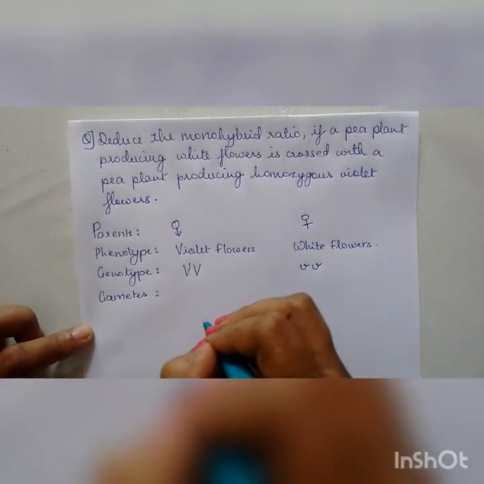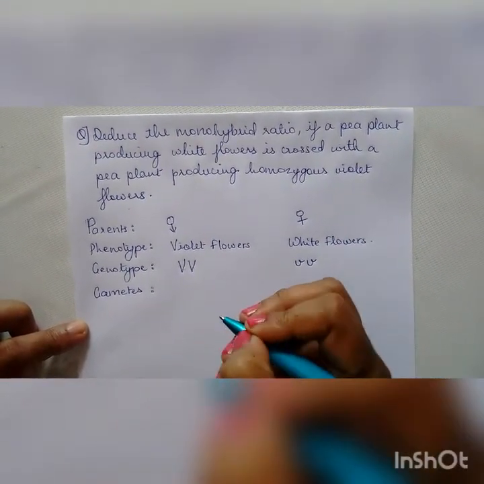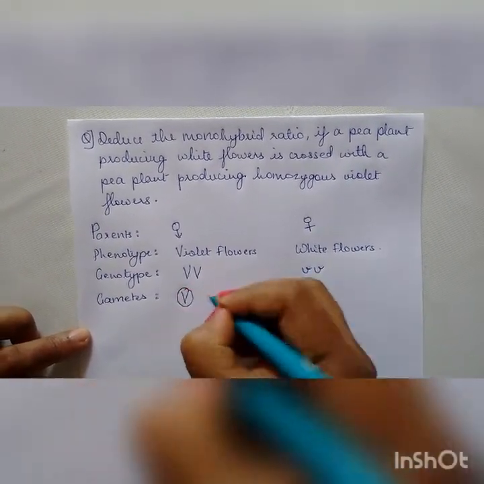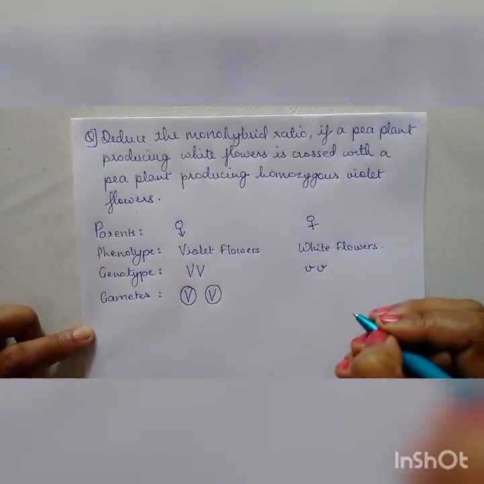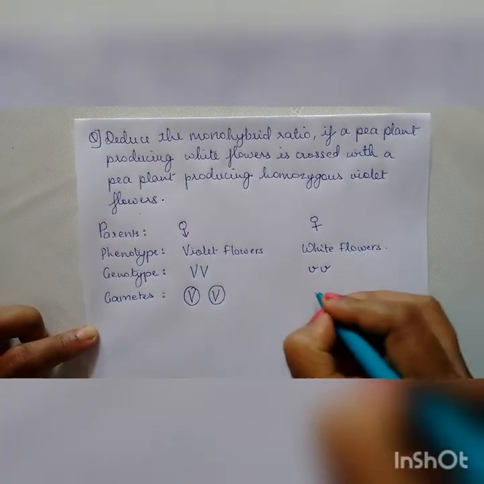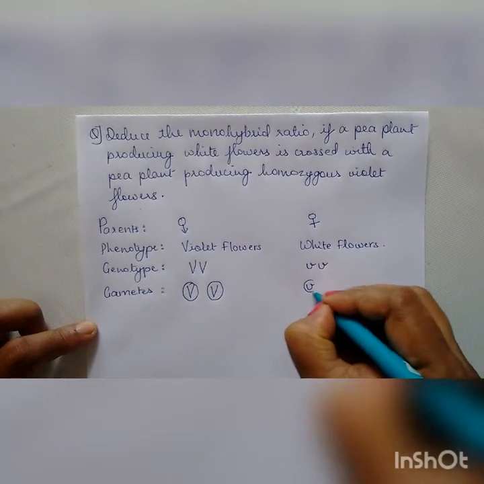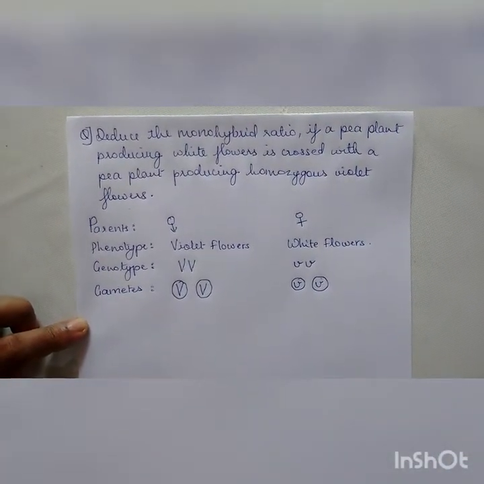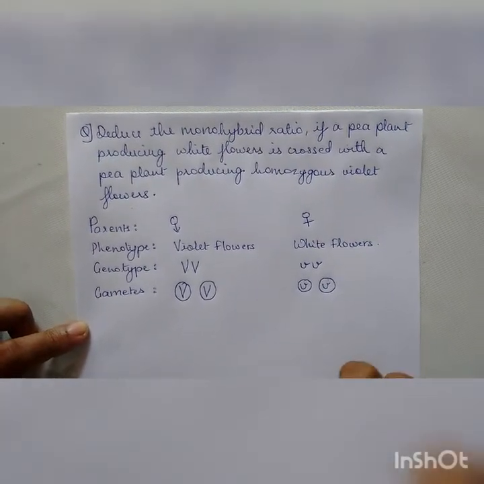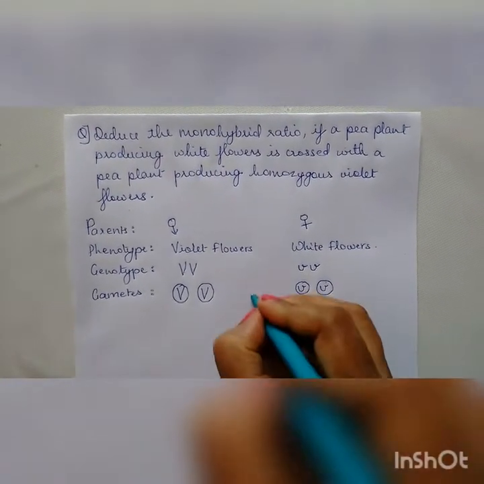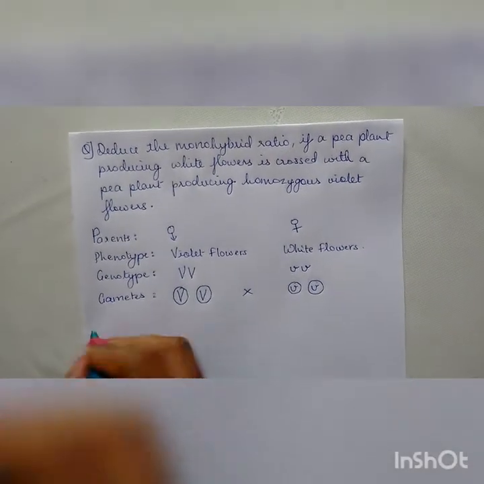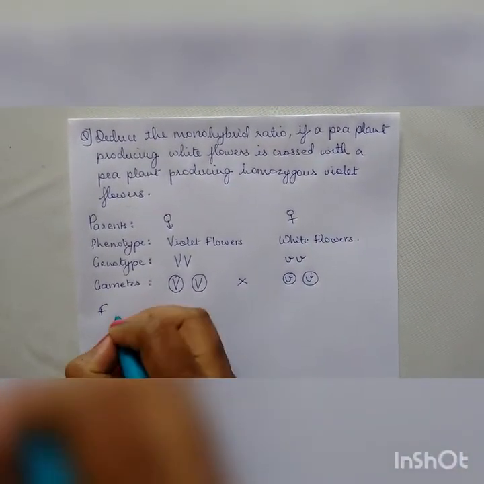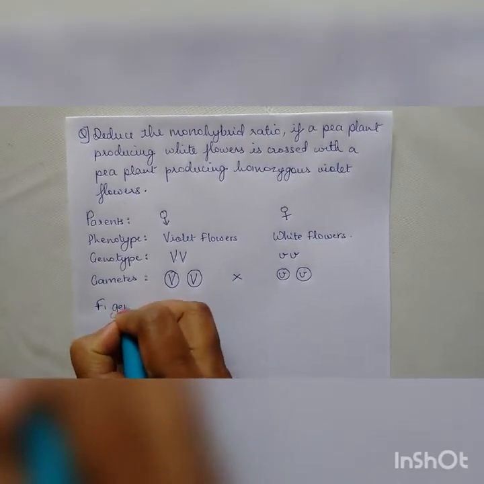By the law of segregation, we know that the allelic pairs separate out and form gametes. So this allelic pair will separate out to form these two gametes, capital V and capital V, and this allelic pair will separate out to form these two gametes, small v and small v. Gametes are denoted circled, so remember to circle the gametes always. Now let us work out a cross between these two. That is, the cross between these two parental gametes will give you the F1 generation.